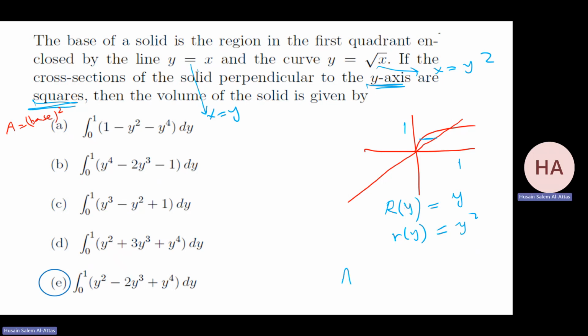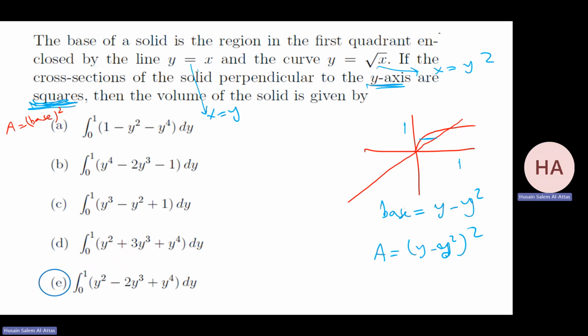So I have the area, which is the base squared. So what is the base? Not the inner radius. Sorry, what I'm writing. The base will be what? y minus y squared. Yeah, sorry. I need the square. The base will be y minus y squared, and the area will be this squared.